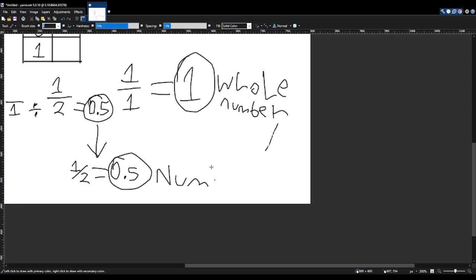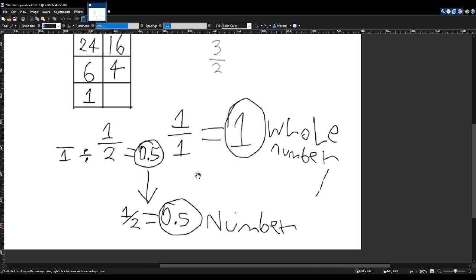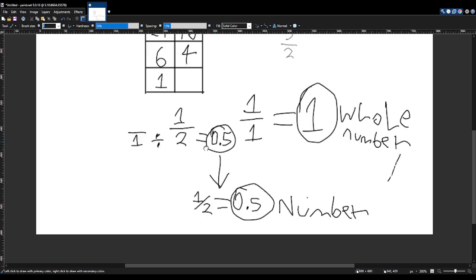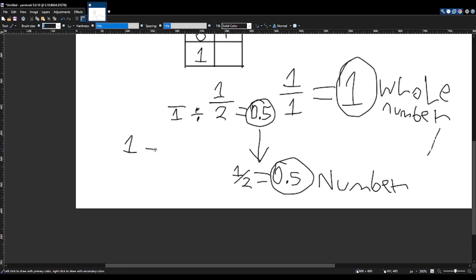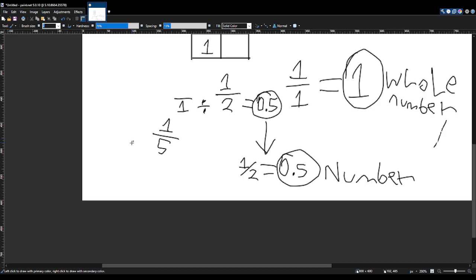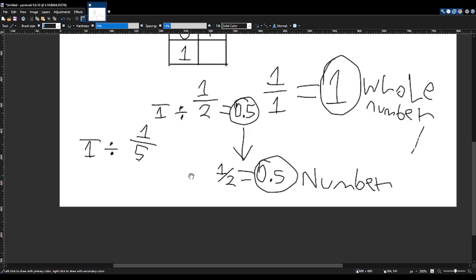So this is going to be the number. Not whole number, but just a number form. Not fraction form. Now, let's just say you had a denominator of 5. 1 out of 5. You can just divide 1 by 5. I think that's going to be 0.2.